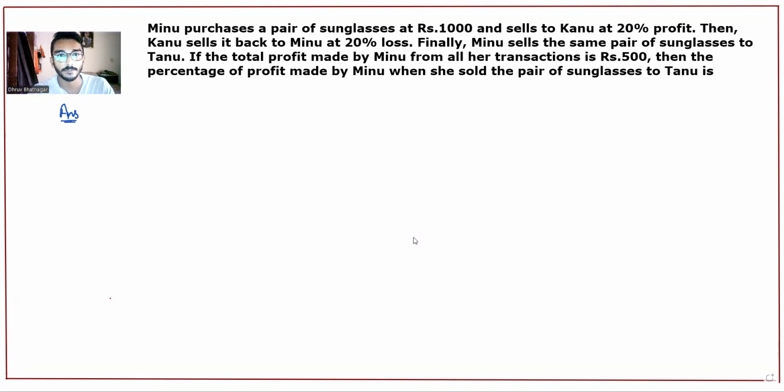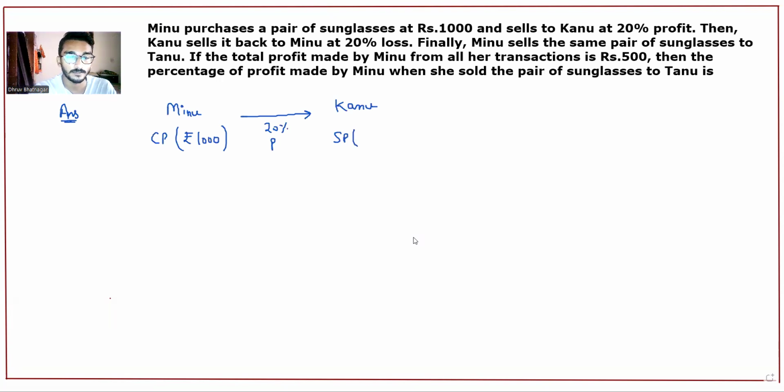So Minu purchased a pair of sunglasses for ₹1,000 and sells to Kanu at 20% profit. All right. So for Minu, the cost price of the sunglasses is 1,000 and the profit is 20%. So we can say the selling price for Minu must be 1,200 rupees.